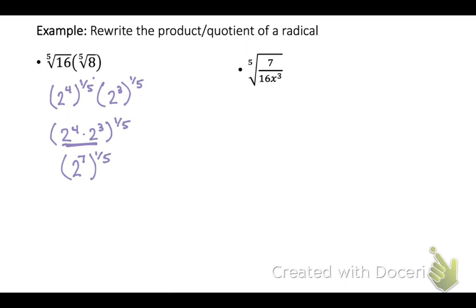And then 2 to the 7th, to the other 1/5. What other two? There's 2 of them. They have the same base, so you can add the exponents, correct? Yeah. Okay, so I now have 2 to the 7th to the 1/5, so I have 2 to the 7/5. Does everyone see how that happened? Yep. We kind of worked backwards a little bit, didn't we?